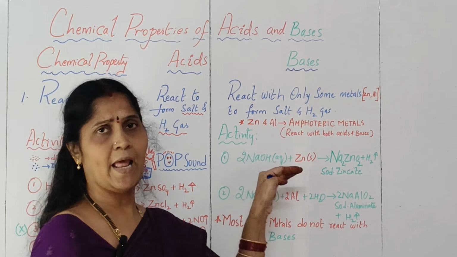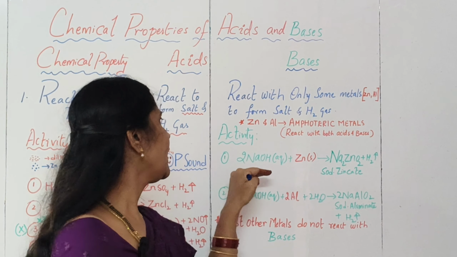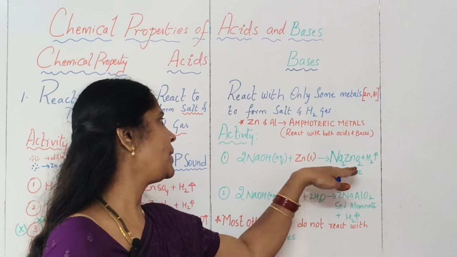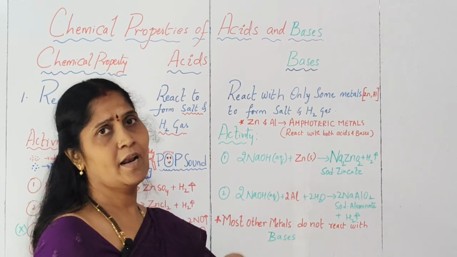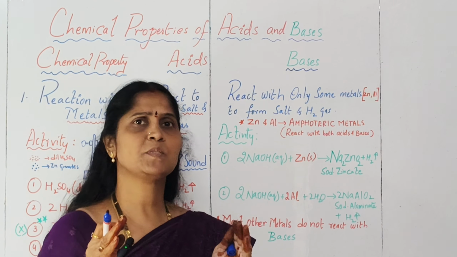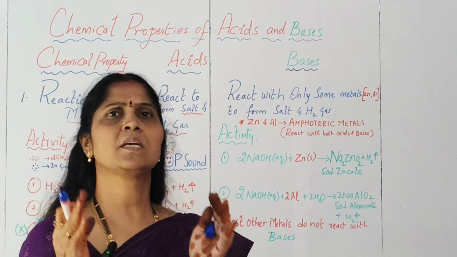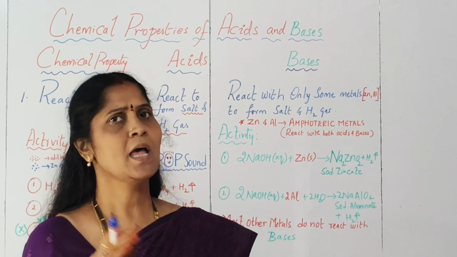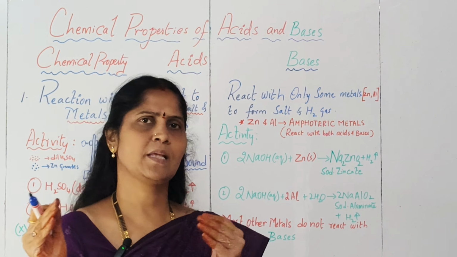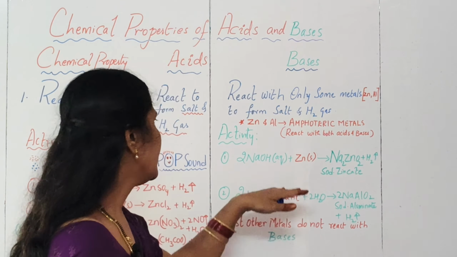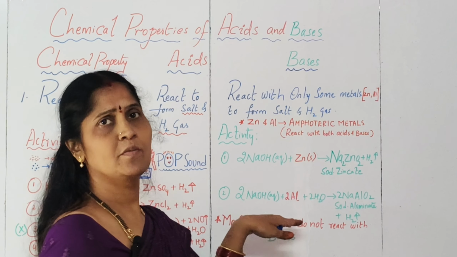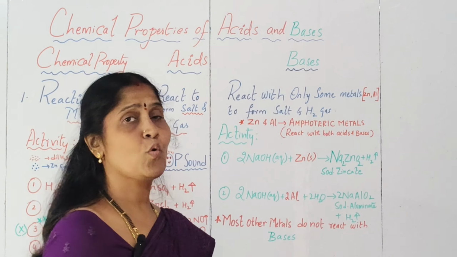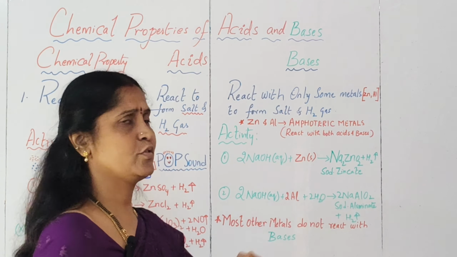In your book, an activity is given wherein you add a few zinc granules to sodium hydroxide, and you get the formation of sodium zincate and hydrogen gas. So what we observe is that when bases react with zinc or aluminium, they produce salt and also hydrogen gas. Again, to test hydrogen gas, the same pop sound test can be used. Similarly, sodium hydroxide, which is a strong base, will react with aluminium in the presence of water, giving rise to sodium aluminate and hydrogen gas.